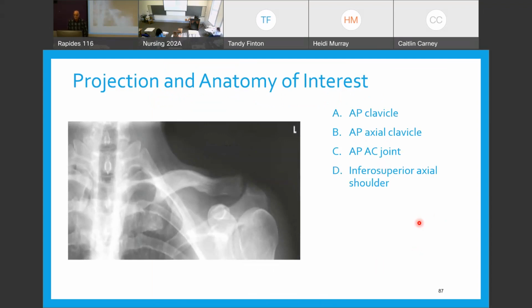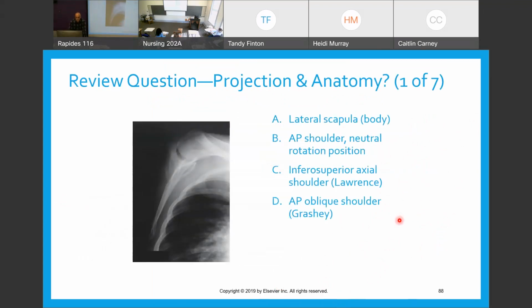Lillian, go. Projection and area of interest. AP clavicle, which is it? It's an AP axis. Okay, and why do you say that? Because it's horizontal and there's not so much rib above it. Yeah, are you getting this? All right, review question.